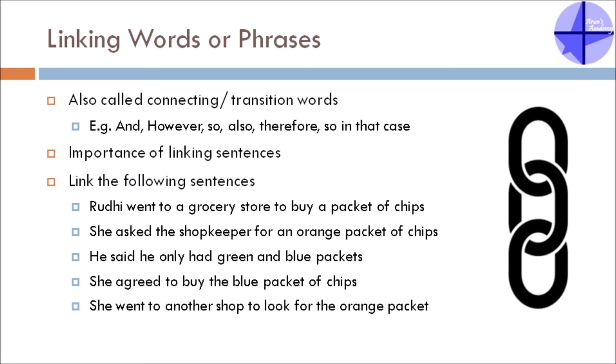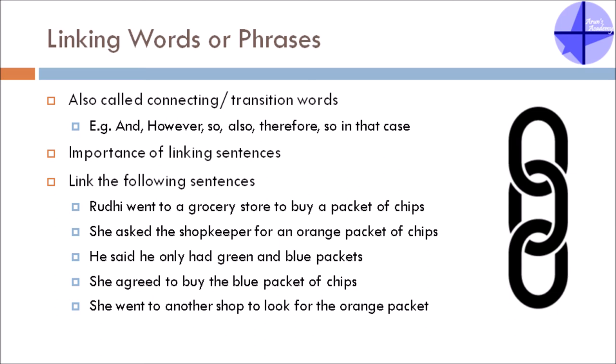Rudy went to a grocery store to buy a packet of chips. She asked the shopkeeper for an orange packet of chips. He said he only had green and blue packets. She agreed to buy the blue packet of chips. She went to another shop to look for the orange packet. Now, when I'm telling you these 5 sentences, it does not sound very effective, does it? Instead, how does this sound?